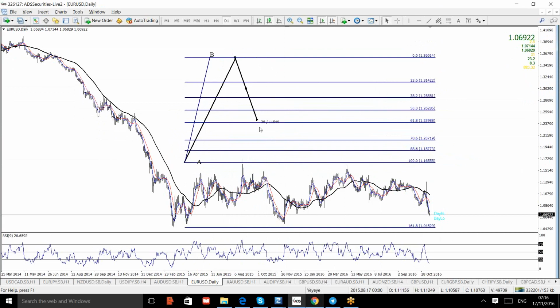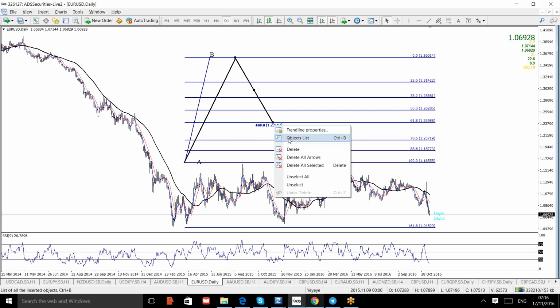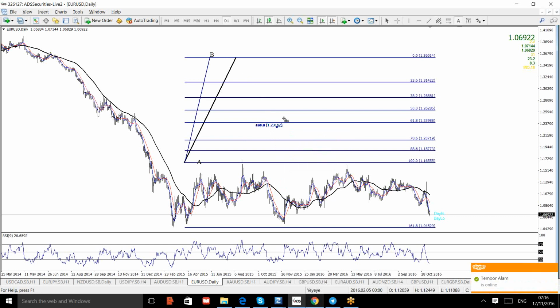Now the price is coming back, guys. Let's say the price came back to 61.8 of this move. Where the retracement ends is your point C, guys. Always remember.